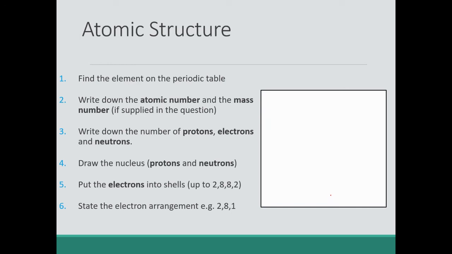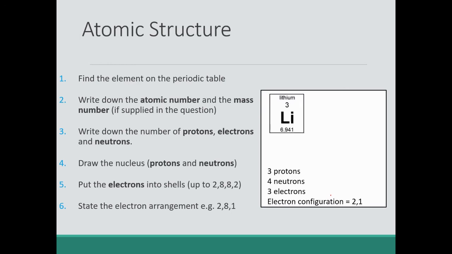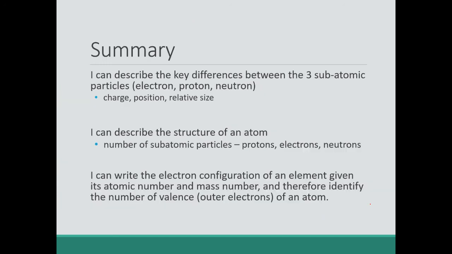So how do I find the atomic structure? So if lithium, you look at the periodic table, you see it's got number 3, so it's got 3 protons. It's got a mass number of 7, so we've rounded this number 6.9 up to 7. It's got 4 neutrons, 3 electrons, and it's got an electron configuration of 2, 1. So we start with the nucleus. It's got 3 protons, 4 neutrons, 2 electrons in the first shell, and 1 electron in the second shell. That means it has 1 valence electron.